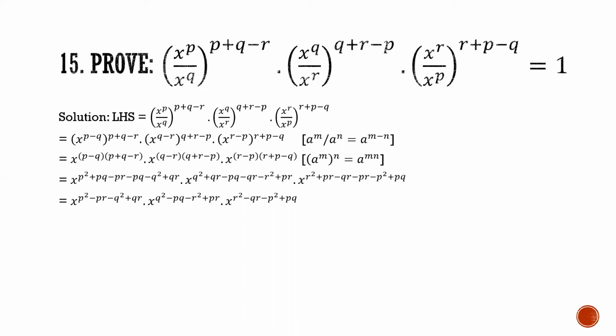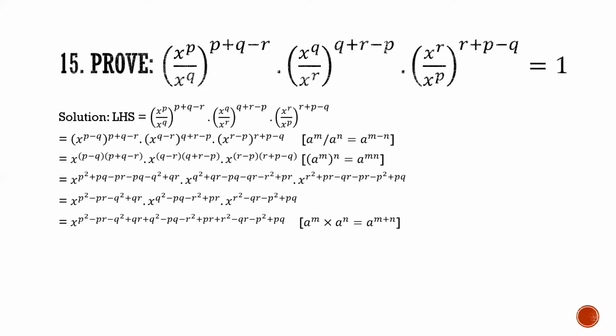Now we have three parts, all with multiplication in between them and they have the same base x. So we can apply the formula of a to the power m into a to the power n, which is equal to a to the power m plus n. So applying the formula, we will have x to the power p square minus pr minus q square plus qr plus q square minus pq minus r square plus pr, then plus r square minus qr minus p square plus pq. I have written the formula in the side note. You should give the side notes.